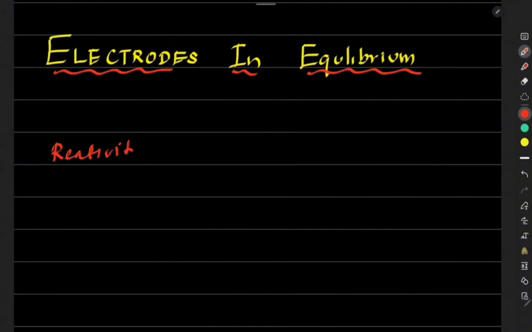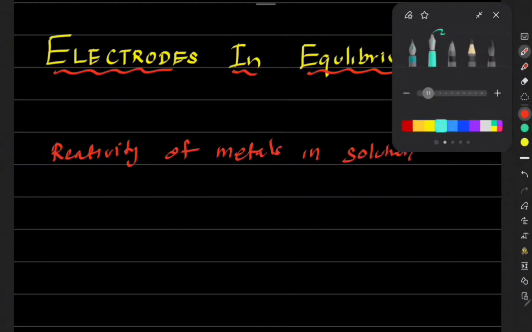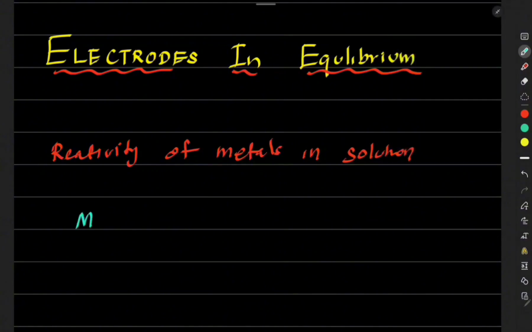Reactivity of metals in solution. For example, if we place a metal in a solution, I'll take magnesium in aqueous solution. It is in solid state and they form Mg2+ ions, aqueous, and 2 electrons.